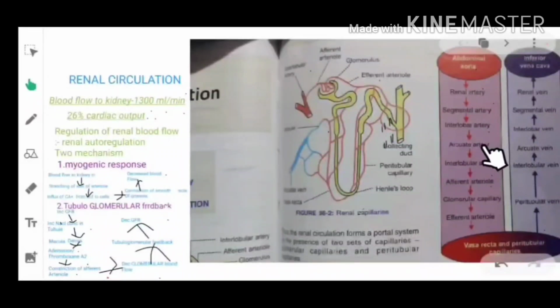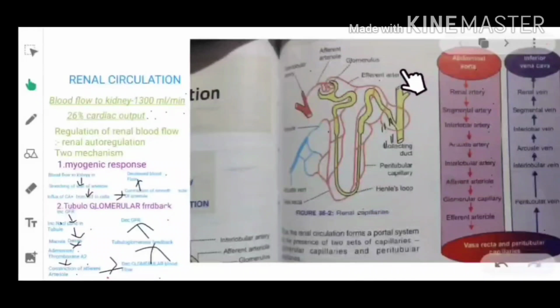And after the arcuate artery, the blood travels through the interlobular artery, then afferent arteriole, then glomerular capillary, then efferent arteriole, after which blood passes through the vasa recta of the juxtamedullary nephron, or the capillaries of the cortical nephron. Then after reabsorption and tubular secretion, blood goes into the peritubular vein, and after that into the interlobular vein, arcuate vein, then interlobar vein, segmental vein, renal vein, and finally the blood goes into the inferior vena cava.